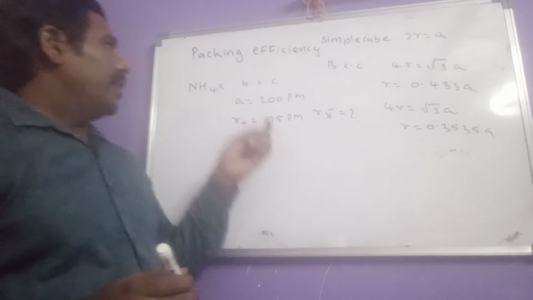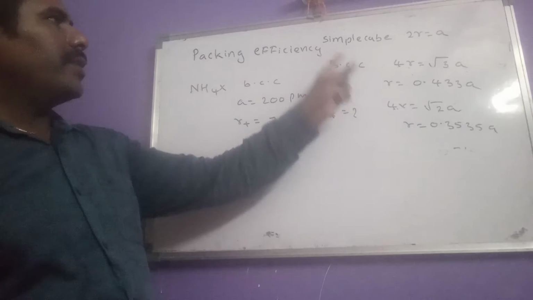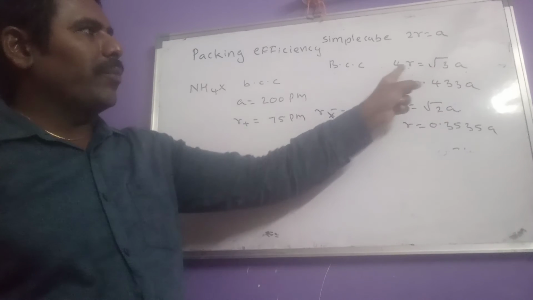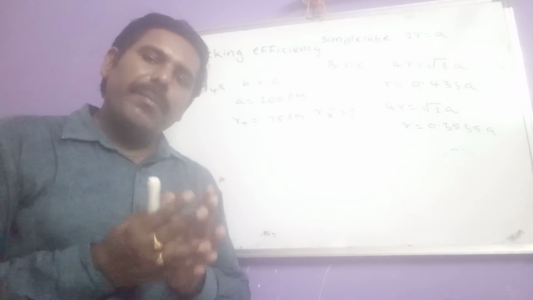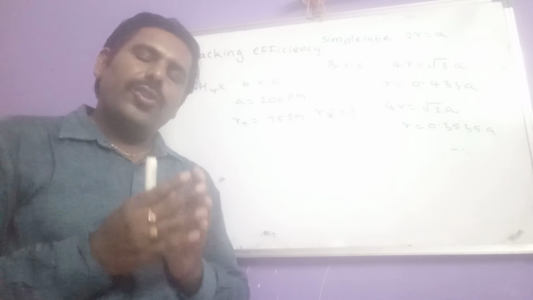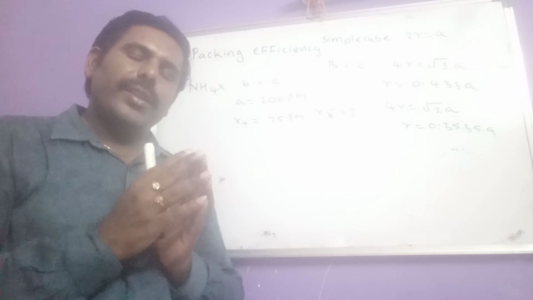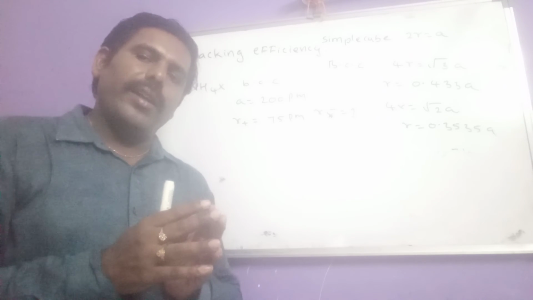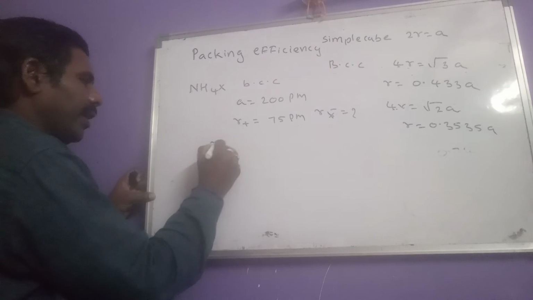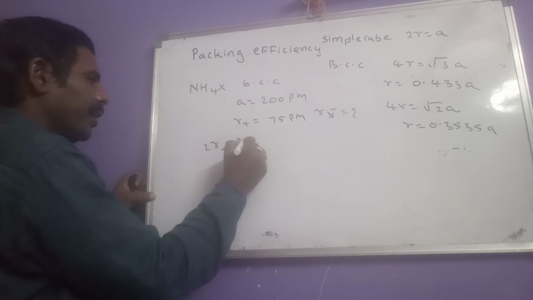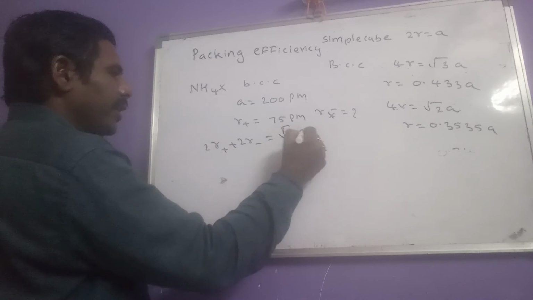See here, this NH4X is having a body centered cube. Body centered cube means we have to use this formula: 4R equals root 3 A. What is the meaning of 4R? 2R plus and 2R minus. That means 2 radii belong to cation, 2 radii belong to anion. So we can write the formula like this: 2R plus plus 2R minus equals root 3 A.